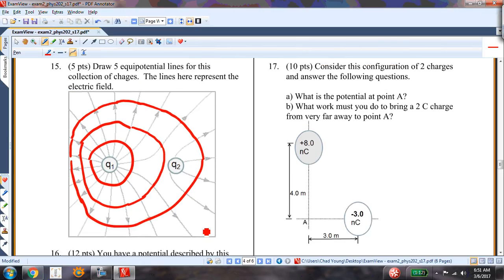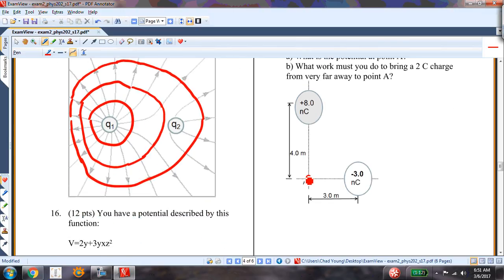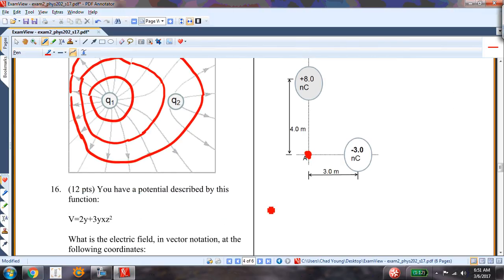Okay, here I want to know what is the potential at point A, at this point right here. So to know that potential, I need to know the potential due to this charge and to this charge. So the total potential is the sum of all the individual potentials.